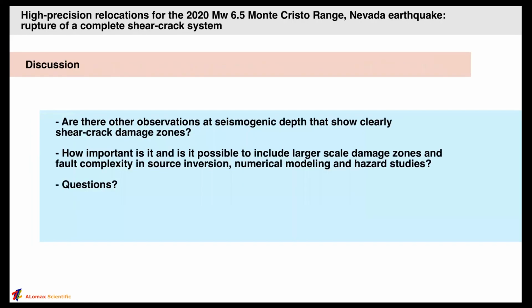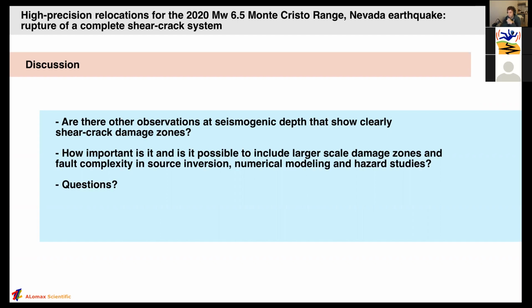So I stop there and welcome questions, but also a bit of discussion. Does anybody consider or know of observations at seismogenic depth, particularly seismicity, but maybe some other observations that show clearly shear crack damage zones, and in particular, a complete shear crack system? And then how important is it, and is it possible to include larger scale damage zones and fault complexity in source inversion, numerical modeling, and hazard studies?